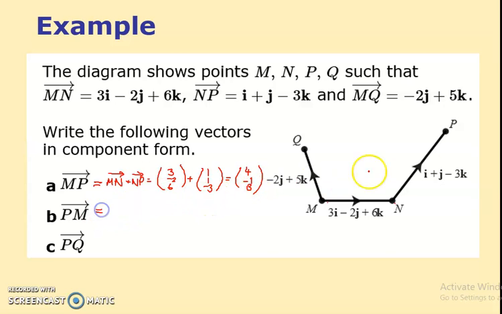So that's fairly obviously 4, minus 1 and 3. What's P to M then? Oh, that's going the opposite way. I just realised, MP, PM. Well, it's just the opposite of this. So rather than 4, it's minus 4. Notice I'm not even doing any maths, I'm just changing those numbers. This was 3, so now it's minus 3. I like that a lot.